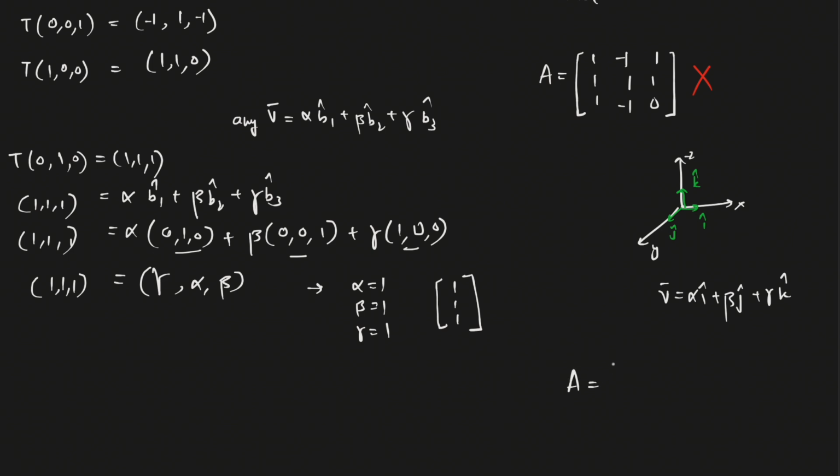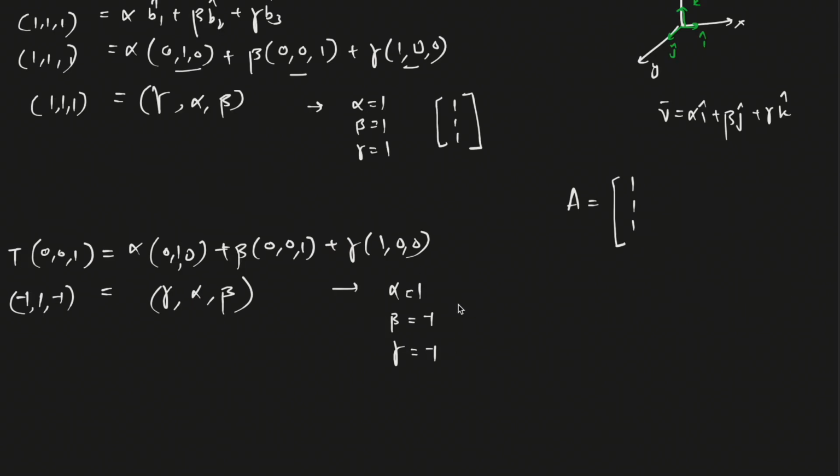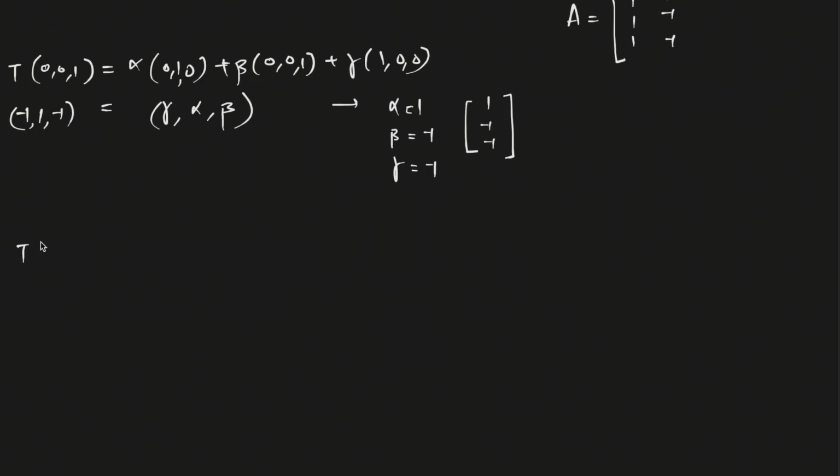So for the matrix A, the first column is 1 1 1, that is this. This is the second column vector, that is 1 minus 1 minus 1. Okay, so the second column vector of your matrix is 1 minus 1 minus 1. Similarly, you will do for the third basis vector. So that is 1 comma 0 comma 0.